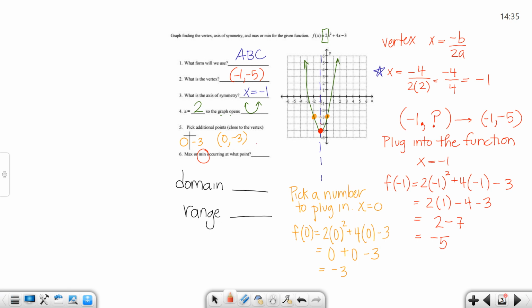And the minimum occurs at (-1, -5). It will always be the vertex. You can't have both a max and a min in the same problem, so it will always be one or the other.